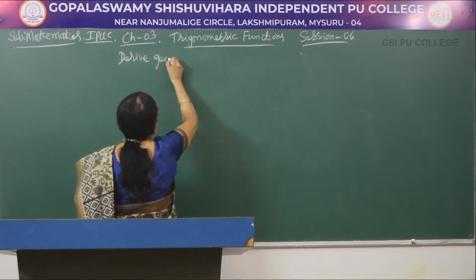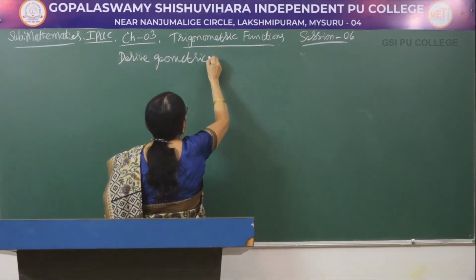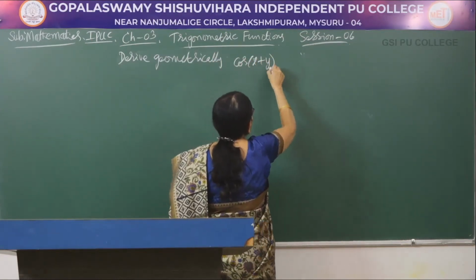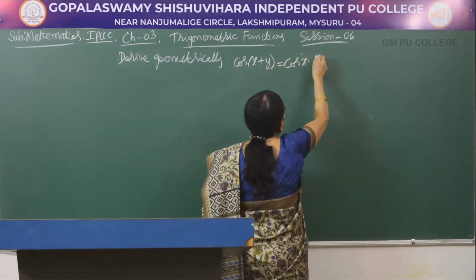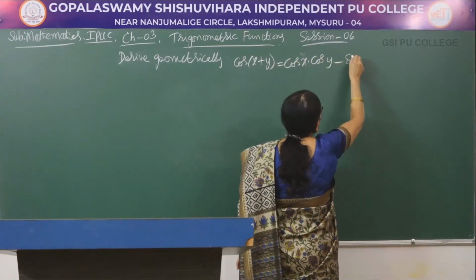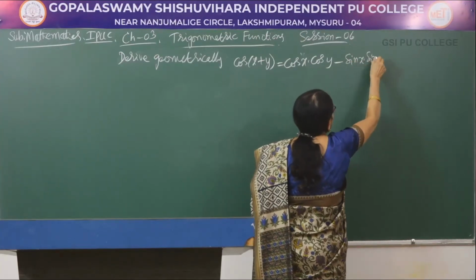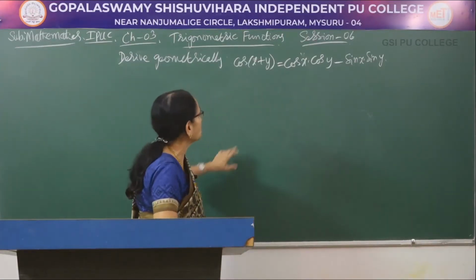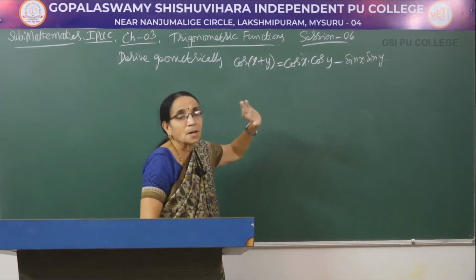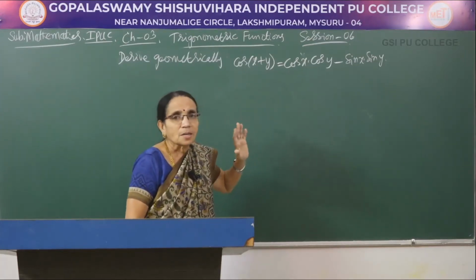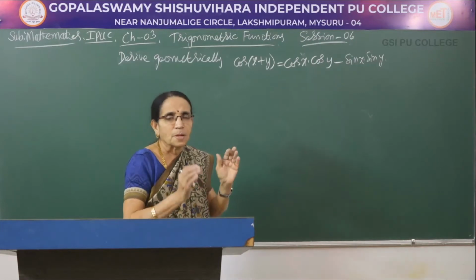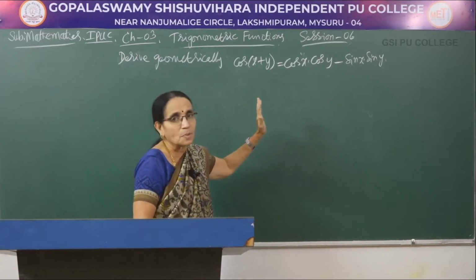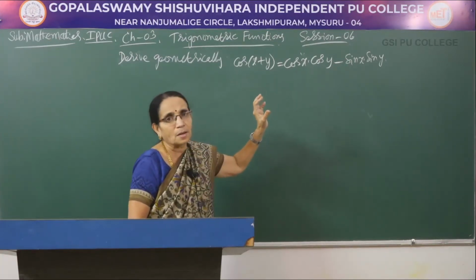So, the question now is: derive geometrically that cos of x plus y is equal to cos x into cos y minus sin x into sin y. One common mistake students usually make is writing cos of x plus y as cos of x plus cos of y. It is not the removal of the bracket. x plus y is one angle, written as the sum of two angles. It is not removal of the bracket here. It is the cos of a compound angle, that is the meaning.